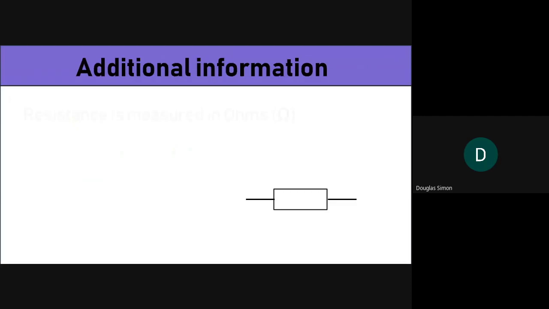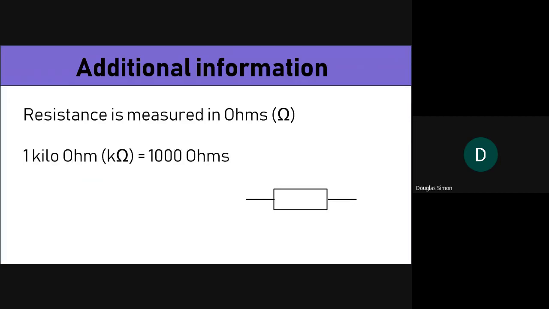A tiny bit of extra information for you. We measure resistance in ohms using this funny symbol here, the Greek symbol omega. 1 kilo ohm is 1,000 ohms. We use this all the time because often resistances are quite big. And finally, the symbol for a resistor is this box here with two wires coming off of it.